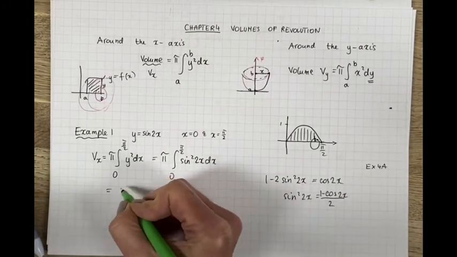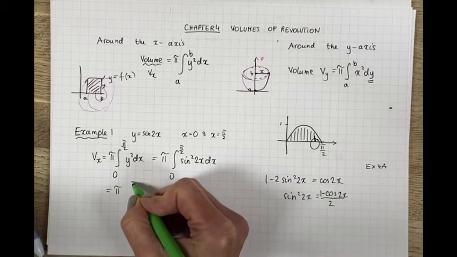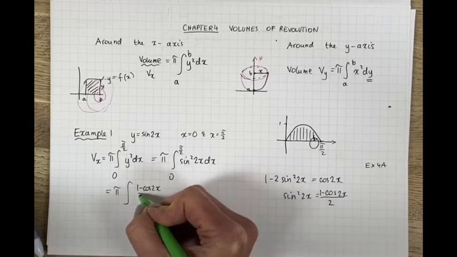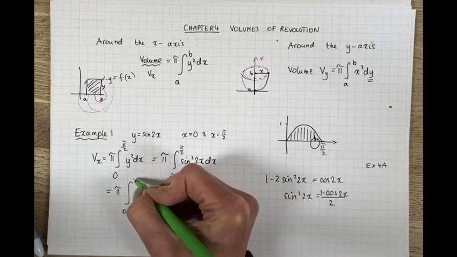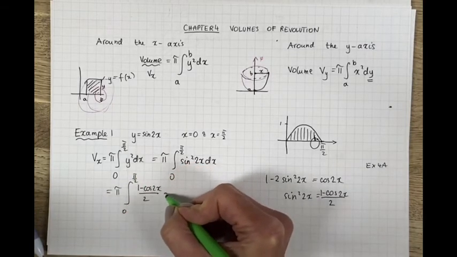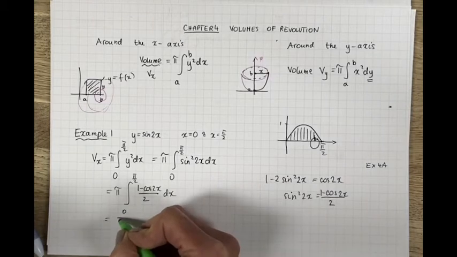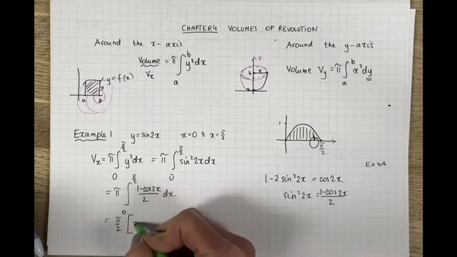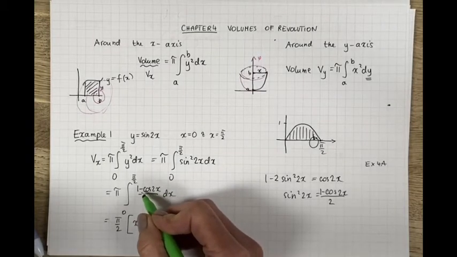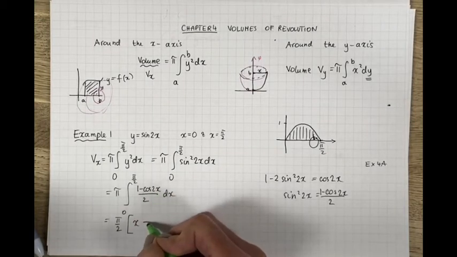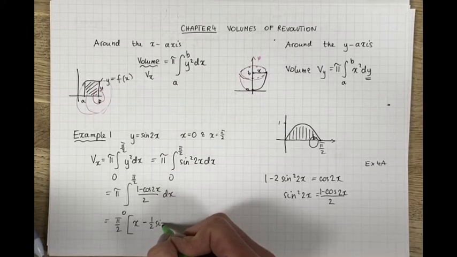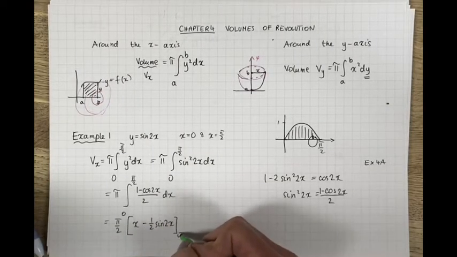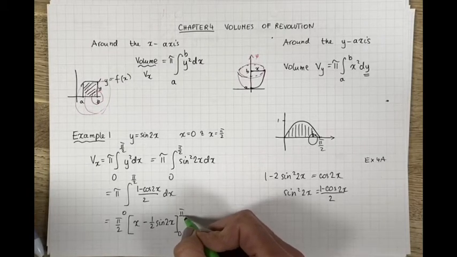So we're going to have pi, and we've got 1 minus cos 2x. You can put a half in front of it, or just put over 2. I'll put the half in front, there you go. So you're going to get 1, which will integrate to x, and minus cos 2x will go to minus a half sine 2x. The limits are 0 and pi over 2.